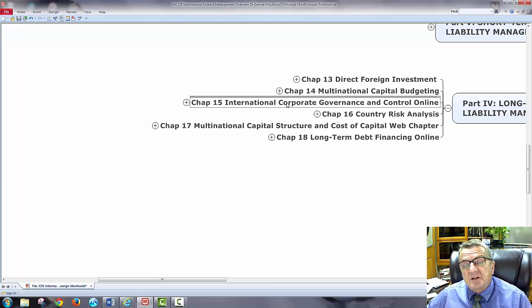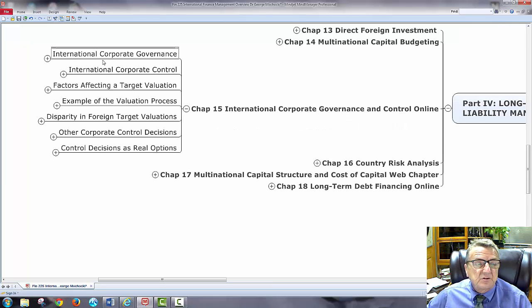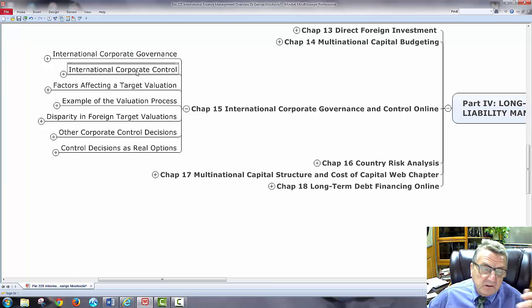Okay, Chapter 15, International Corporate Governances and Control. That's going to be more online. You'll be doing some research. International corporate governances, who are there? Corporate control, how do they control? Factors affecting target evaluation, what's the value of a certain asset? Examples of evaluation process, disparity in target valuation.